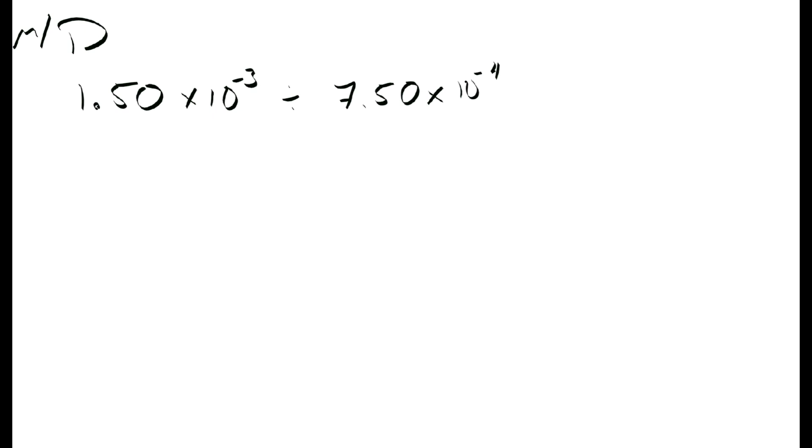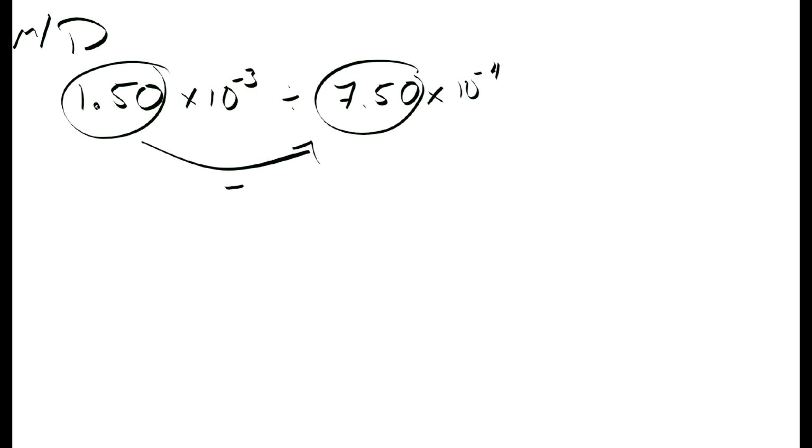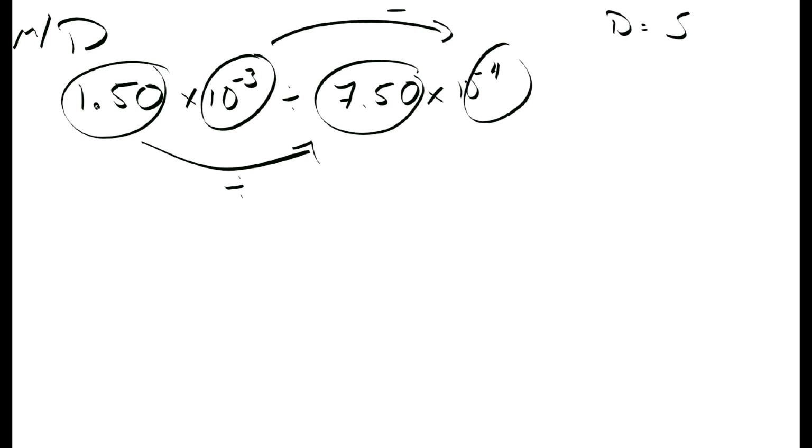Well, this is going to work in much the same way. This divided by that. So this is divided, and this is subtraction. Division equals subtraction. Divide the numbers, subtract the exponents. Multiply the numbers, add the exponents. All right.